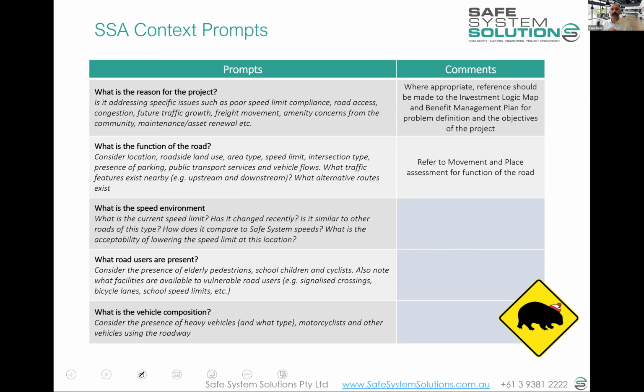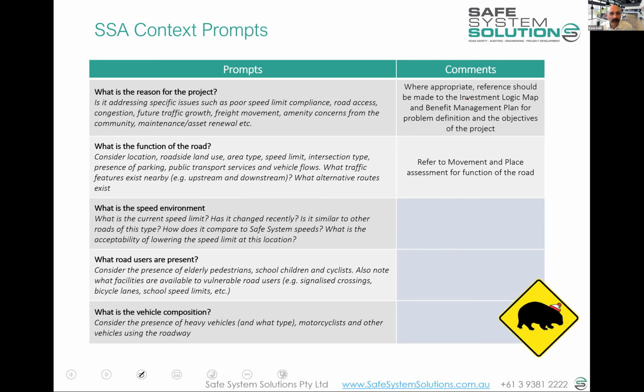Well, the first thing you do in a proper safe system assessment is to understand the context of the project that you're assessing. So they've got maybe a design, they've got an idea, they've got some sketches, maybe a new alignment of a road, maybe some upgrade plans or whatever it is. And then you as the assessor, you work with that project team to understand the context of it.